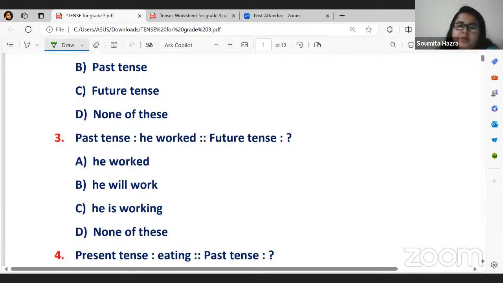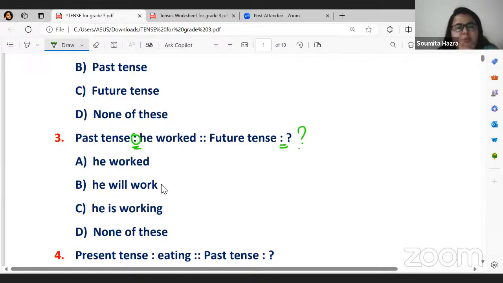Past tense, he worked. If past tense equals to he worked, future tense equals to what? In past tense, we can use he worked. He worked is an example of past tense. So you will have to find out the example of future tense from these options.